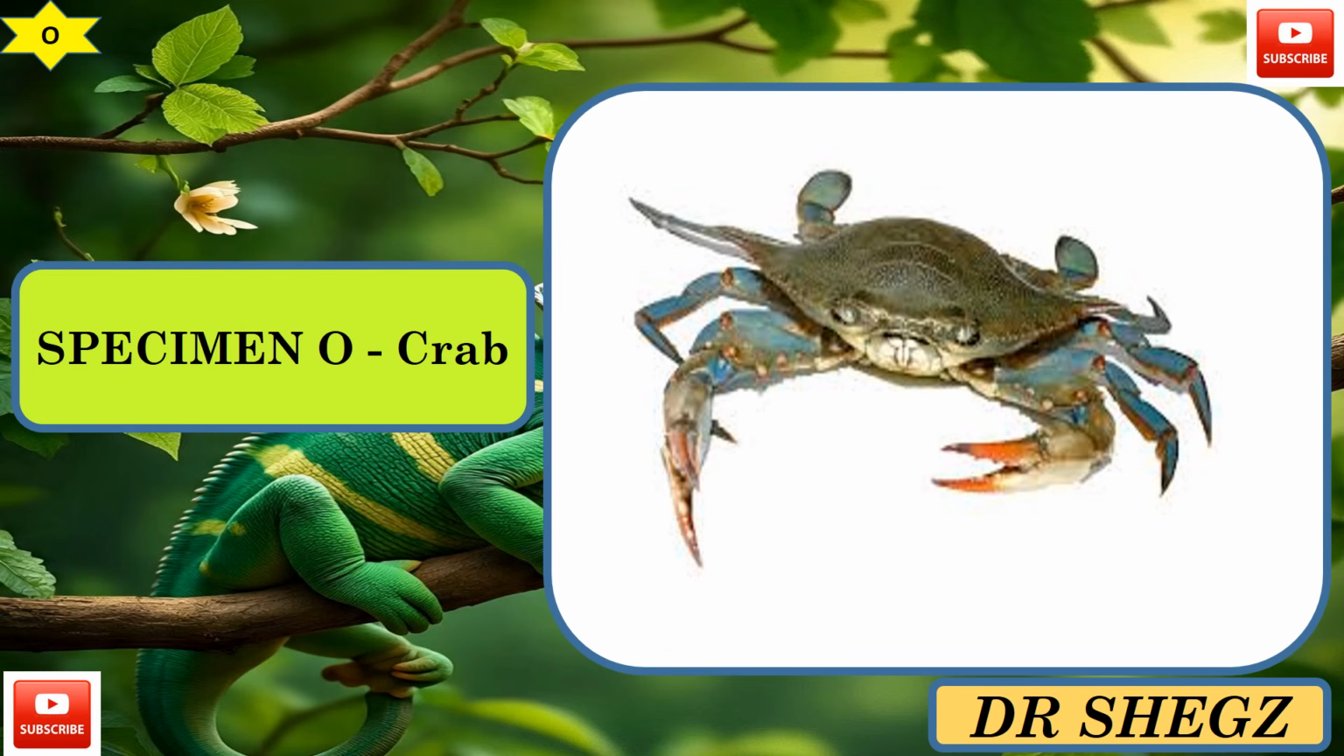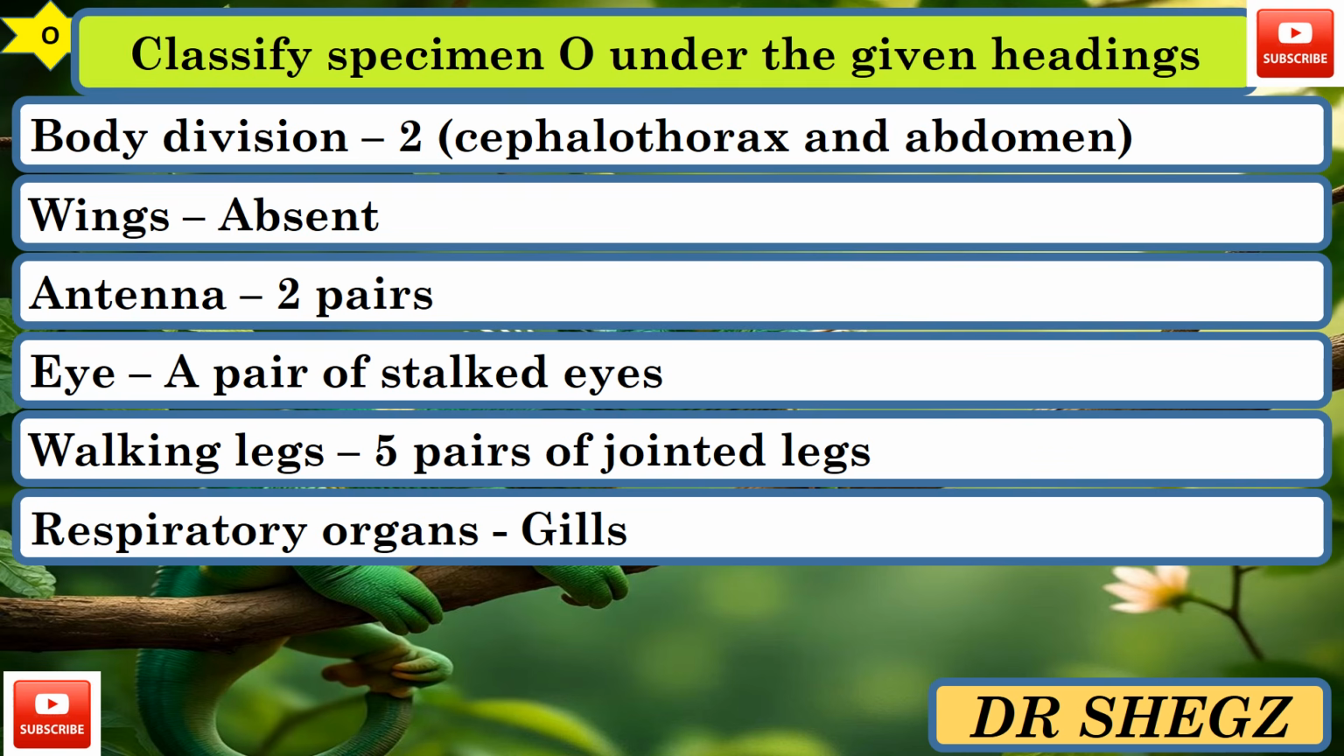Crab has two body divisions: the cephalothorax and abdomen. No wings. Imagine if crabs could fly. Two pairs of antennae, stalked eyes, five pairs of jointed legs. Remember, you said the insect has three pairs. So all of these things you could make comparisons. Respiratory organ is the gills. The gills are the respiratory organs of the crab.